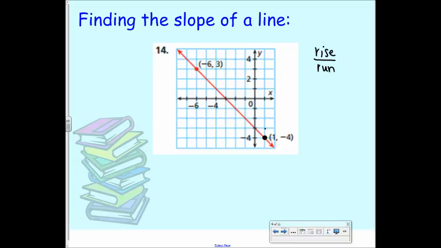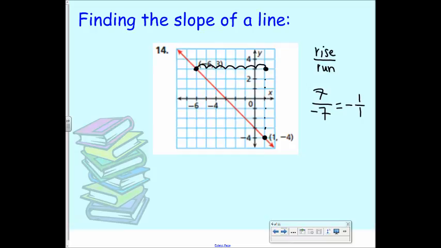Well, I want to go from this point all the way to here, right? So I've got to figure out how much I go up. So how much did I go up? 7. And then I've got to figure out how much I go over. 7. But because I went that way, it's going to be a -7. What does that reduce to? -1 over 1, or just -1.